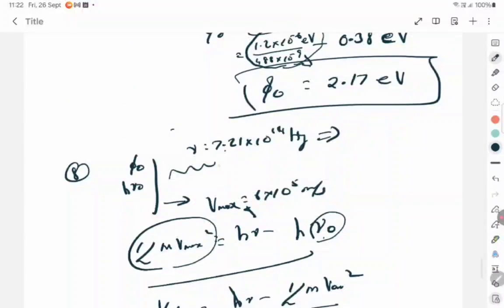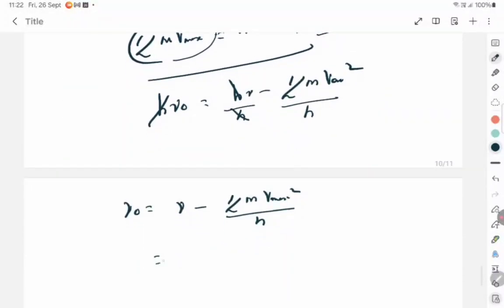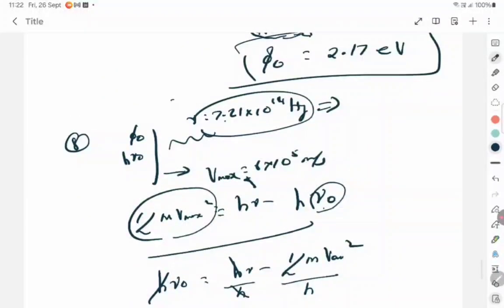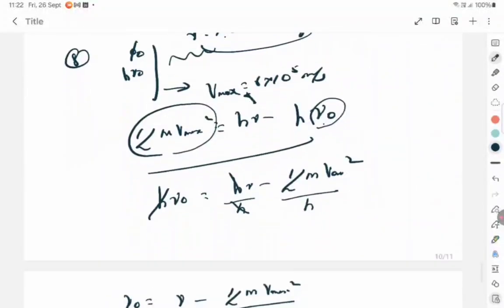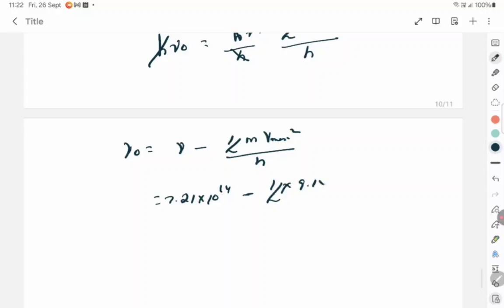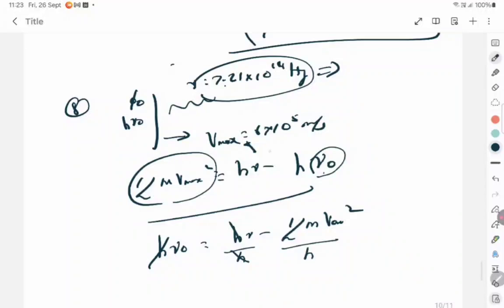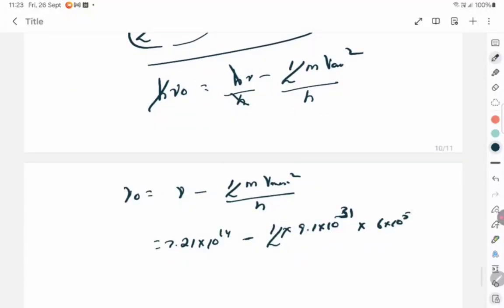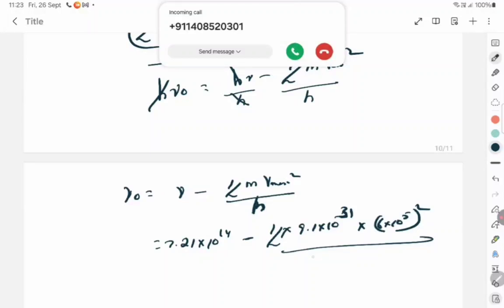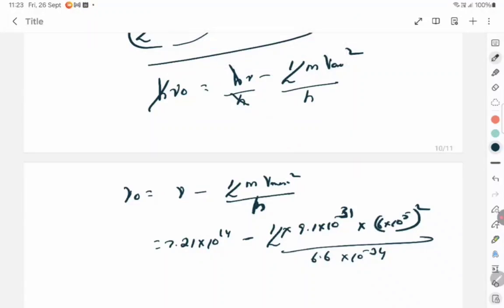Because mu is the given frequency, the incident frequency, 7.21 into 10 to the power 14 hertz, minus half into m, the mass. Velocity is given, mass is given. It's the electron only, no? The electron with the speed of, that's all. So the mass of the electron is 9.1 into 10 to the power minus 31, into velocity, the whole square. What is the velocity? 6 into 10 to the power 5, the whole square, by h. h is Planck's constant, which is 6.6 into 10 to the power minus 34.